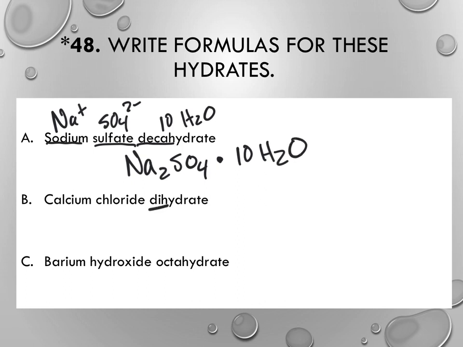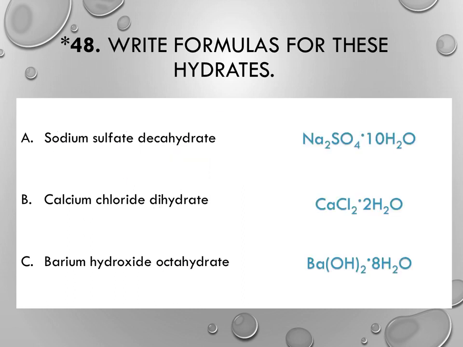If it's a dihydrate, it'll have 2. If it's an octahydrate, it'll have 8. And so what it should look like if you did these correctly should look like these over here on the right. So there's your sodium sulfate decahydrate, calcium chloride dihydrate, and the barium hydroxide octahydrate.